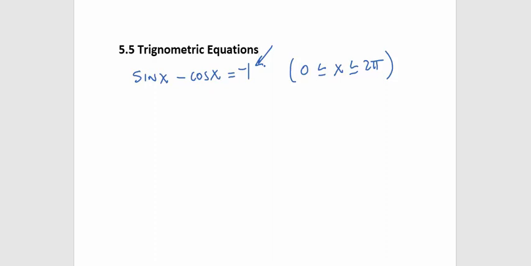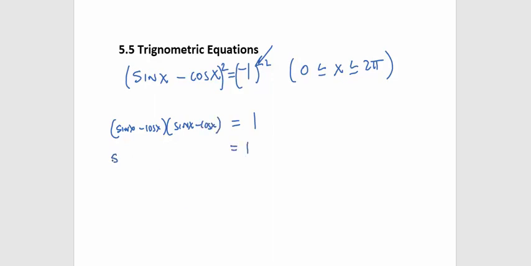Alright, so as discussed, I'm going to square both sides of this equation. So I'm going to take the left side, square it, take the right side and square it. Well, the right side's easy. That's going to give us 1. The left side, I need to be careful here. This isn't going to be sine squared minus cosine squared. I got to actually multiply these two binomials out. So sine of x minus cosine of x times sine of x minus cosine of x.